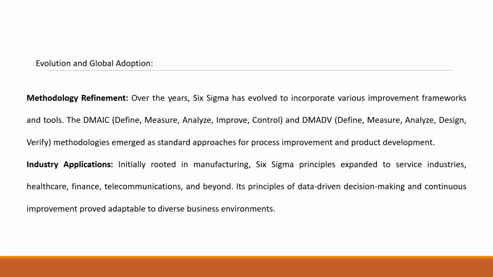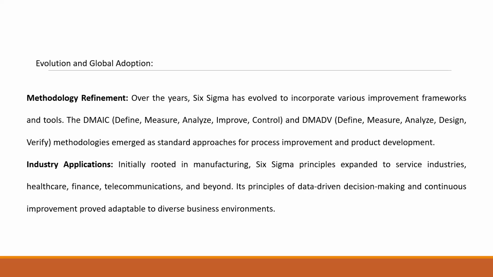Now, when we go to the methodology refinement, again we have discussed how we refine the methodology. Six Sigma has evolved to incorporate various improvement frameworks and tools. So they believe in two major approaches, DMAIC and DMADV. Now what is DMAIC and DMADV? DMAIC is define, measure, analyze, improve, and control. Now, what is DMADV? It says define, measure, analyze, design, and verify.